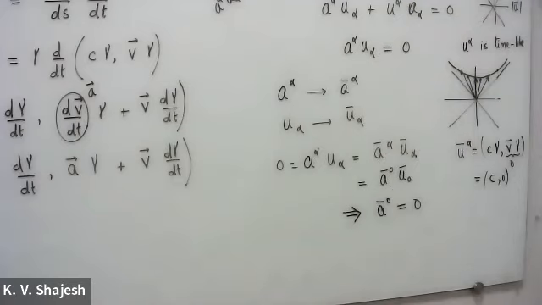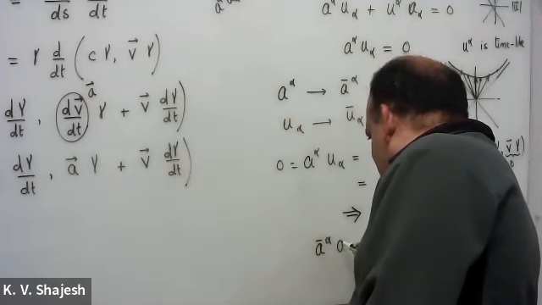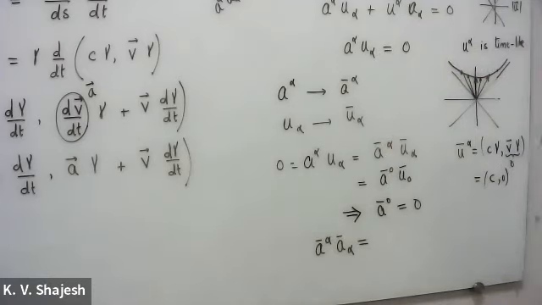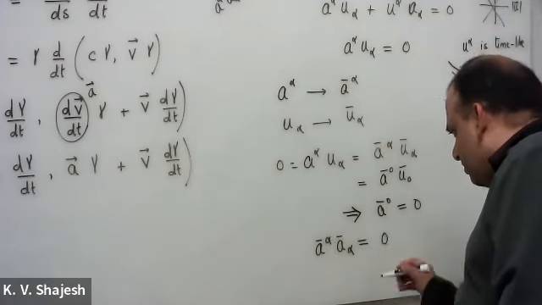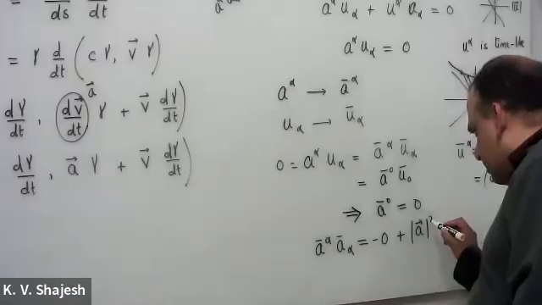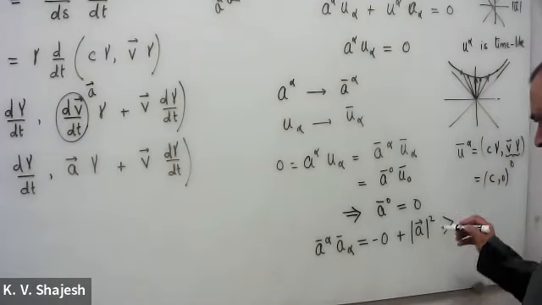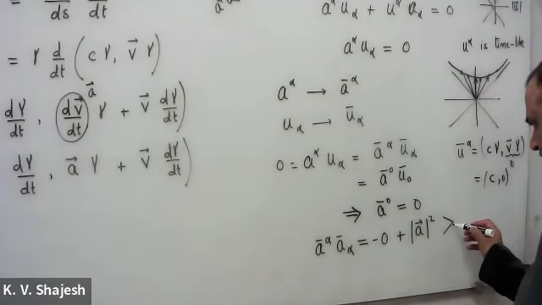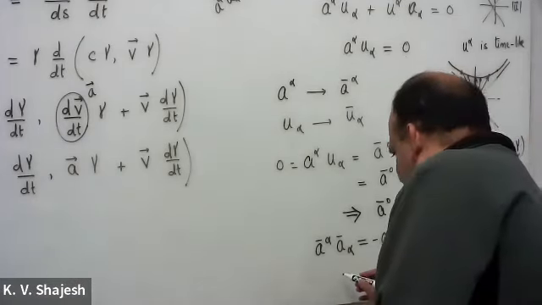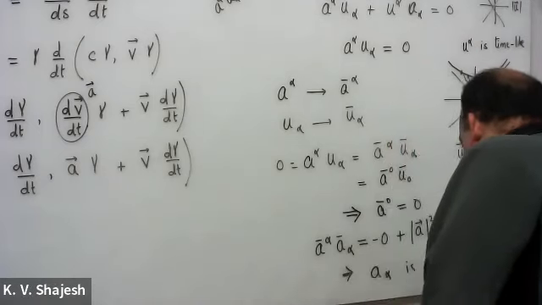Okay. In that particular frame, calculate my A bar alpha. A bar alpha is equal to 0 minus 0 plus vector A squared. So this is greater than 0, at least greater than or equal to 0, which means A alpha is space-like.